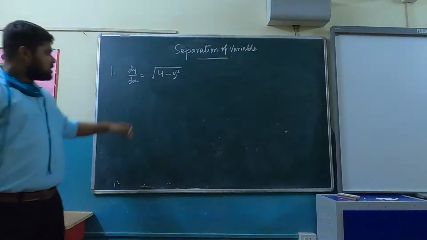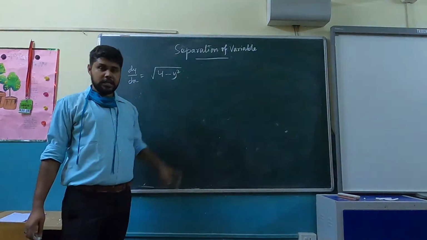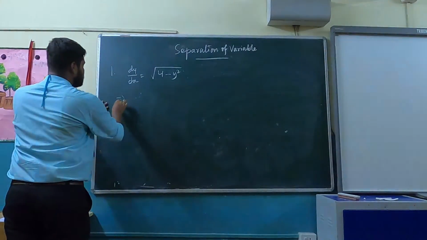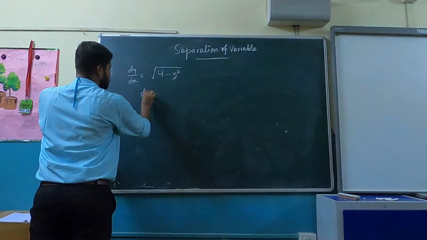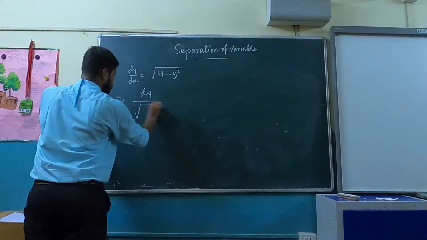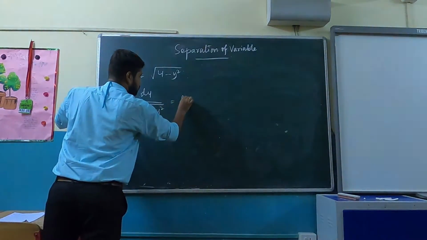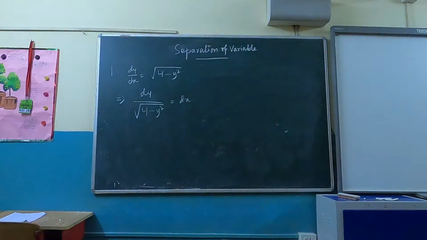dy by dx is equals to under root 4 minus y square. So this is dx.